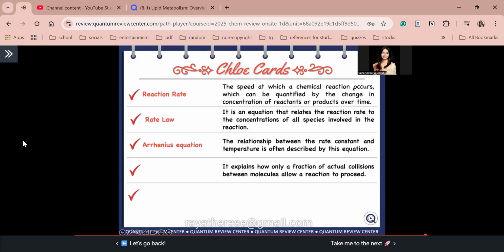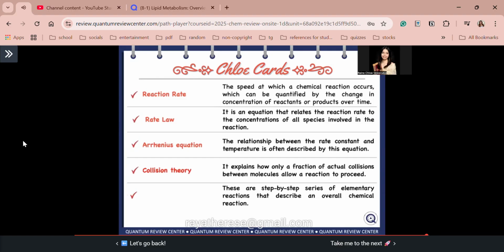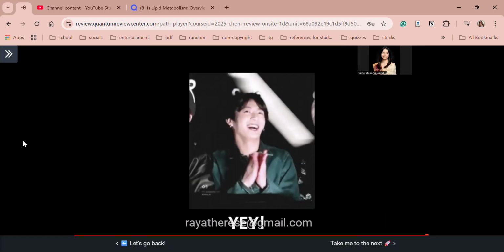Next, it explains how only a fraction of actual collisions between molecules allow a reaction to proceed. Yes, that is the collision theory. And these are a step-by-step series of elementary reactions that describe an overall chemical reaction. Yes, this is your reaction mechanisms. And yay, we are done with Crash Course 9.